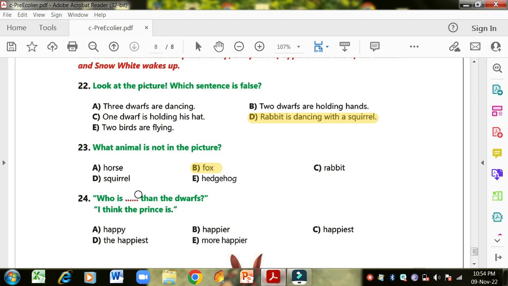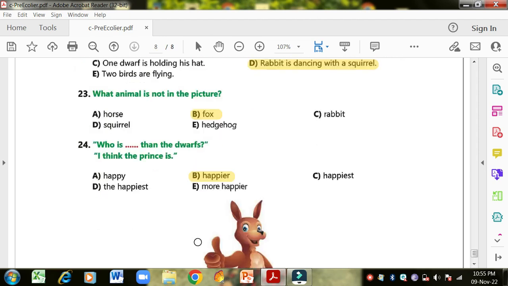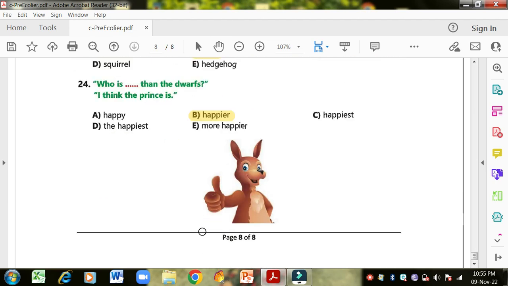Now see class, here we are having a comparison. Than is used here. So there is a comparison between two things. So you are going to use the second degree of adjective, happier. Who is happier than the dwarfs? This is the correct answer, happier. Okay, this is the correct answer now. And this is the last question.